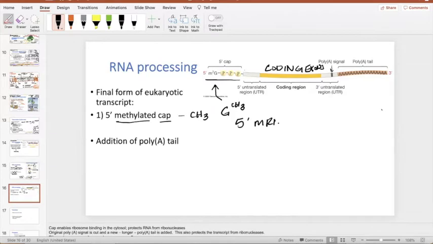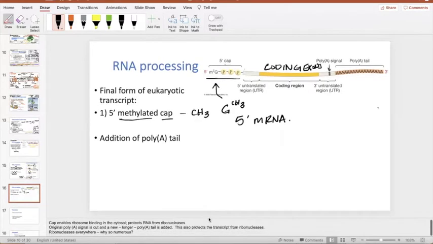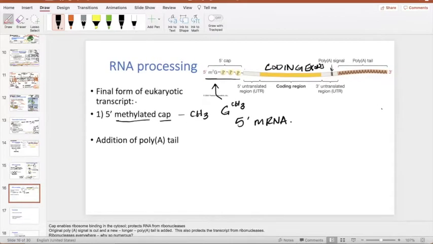Now, what does this do? Well, let's look down here at our notes. Okay, so what it does is it allows recognition of this mRNA by the ribosome for later use. So this right here allows the ribosome later on to recognize this mRNA molecule. This also performs a little bit of a protective function. And I'm going to come back to that idea in just a second, okay?